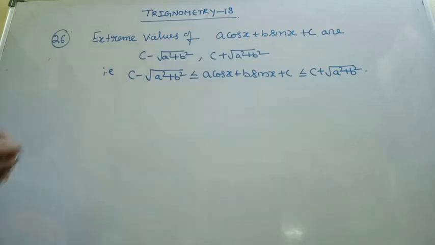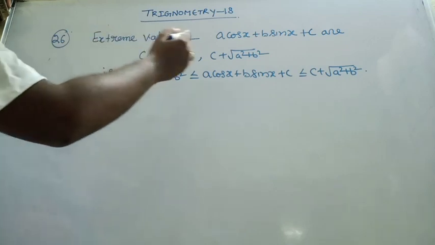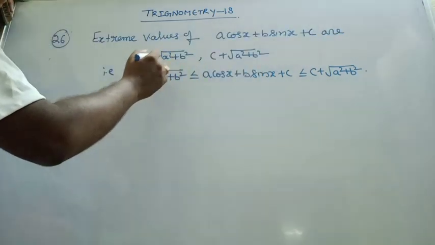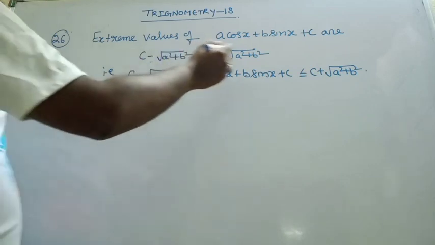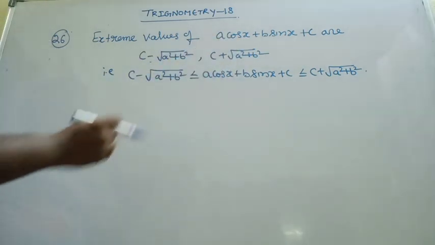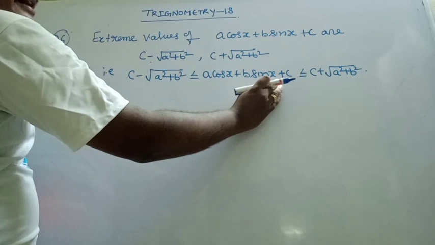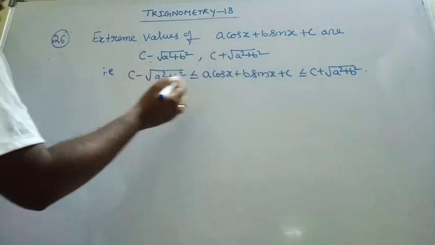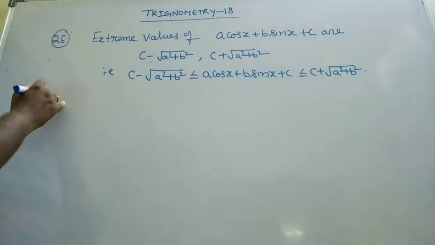See, next we have, based on the previous result, the extreme values of a cos x plus b sin x plus c are c minus root over a square plus b square and c plus root over a square plus b square. That means a cos x plus b sin x plus c is lying between these two values. This is the minimum value and this is the maximum value. That is what we require to prove.